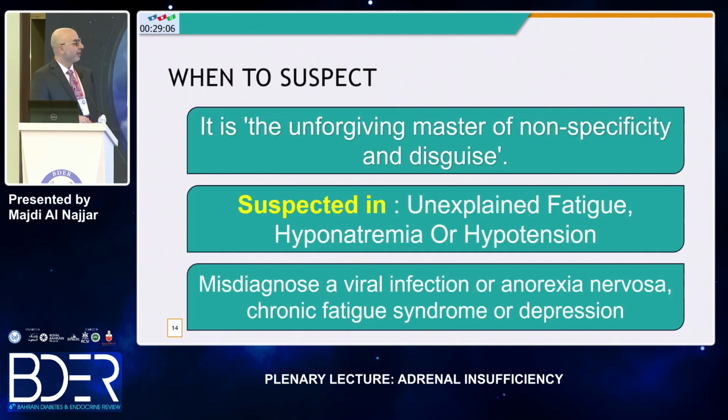So, when to suspect? Remember, it's a disease of master of non-specificity and disguise. These patients don't have specific symptoms for adrenal insufficiency. Patients come to you, probably for many years, being diagnosed with having viral infection, anorexia, depression, chronic fatigue syndrome, feeling tired all the time. Every now and then they're feeling hypotensive. Sometimes you check the blood test, they are hyponatremic, occasional hyponatremia, so they have no specific symptoms. So you need to have a high level of suspicion when you look for adrenal insufficiency.